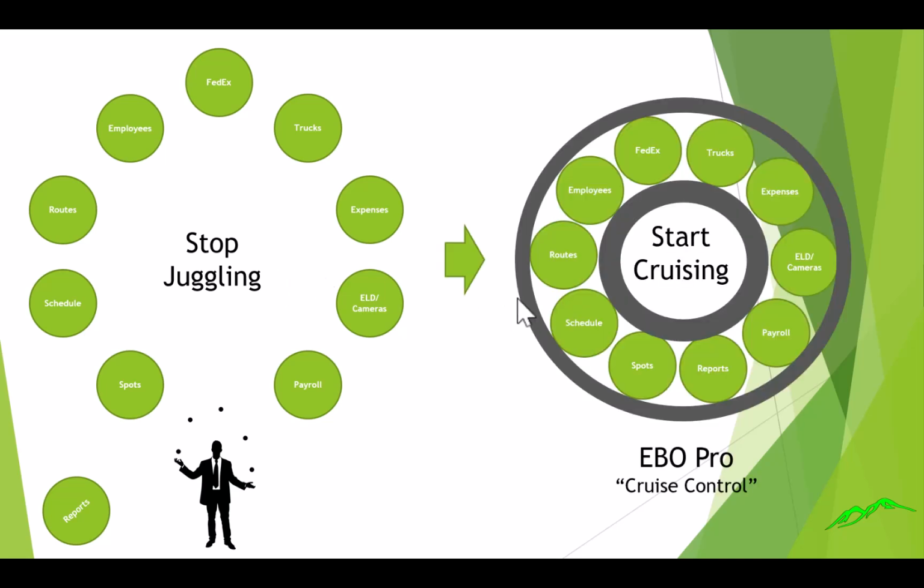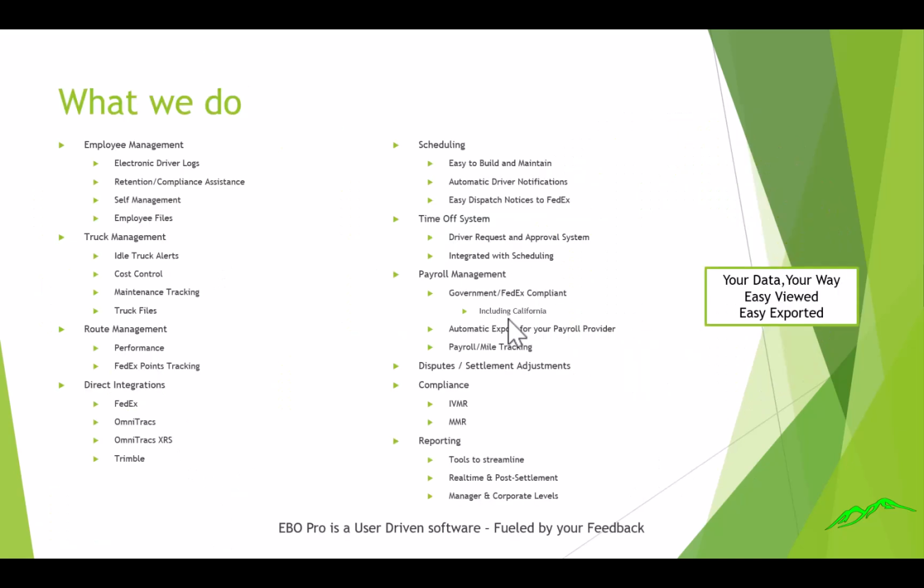So EBO Pro tries to take everything that you have going on as a FedEx line haul contractor, bring it into one place so that we can efficiently return your information to you to help you run your business. What we do is we have a place for all your employee management, all of your truck management, all of your route information, and then we have direct integrations from FedEx, Omnitrax, XRS, and Trimble.